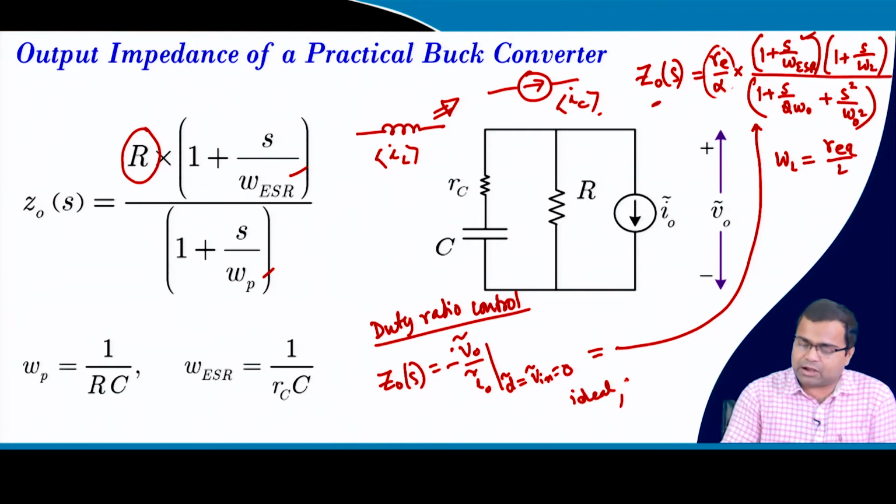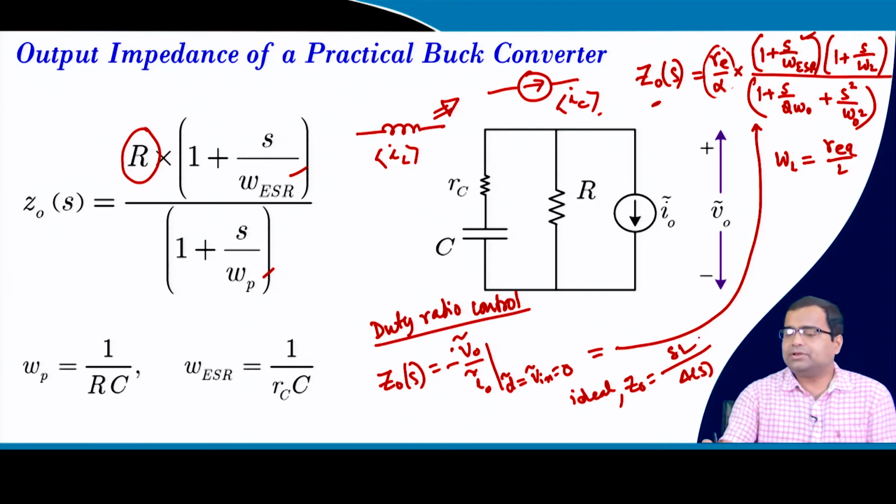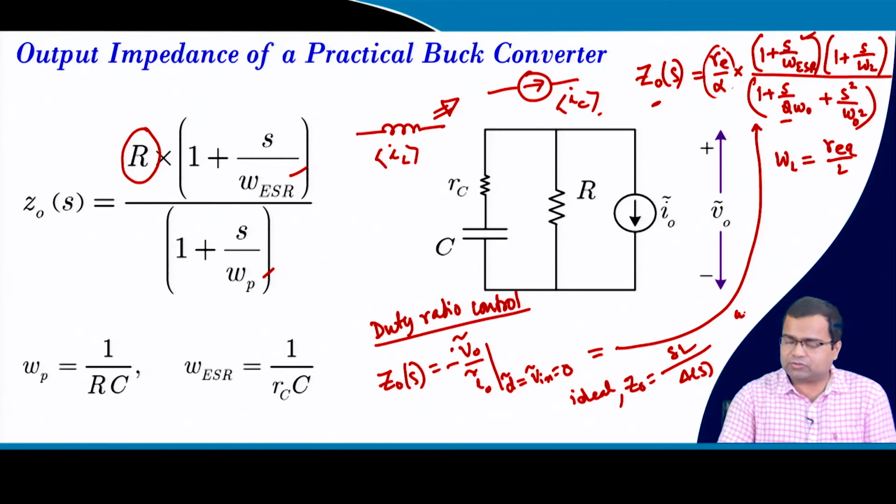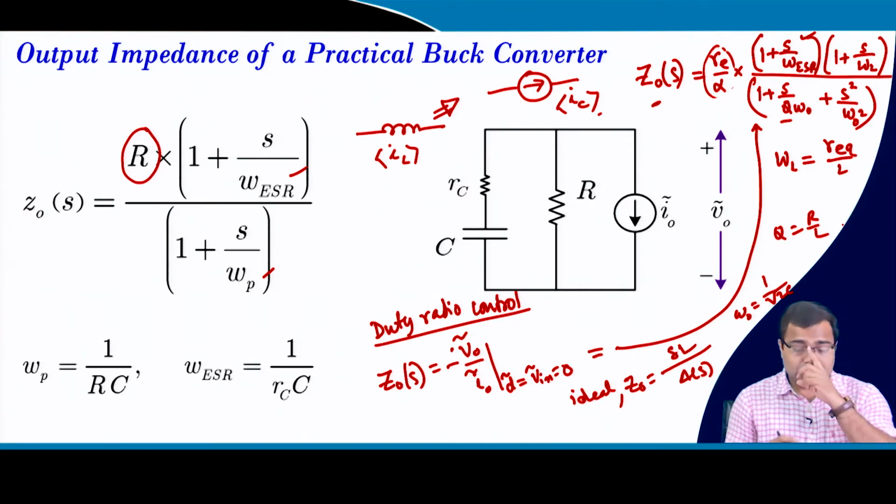So, ideal case output impedance can be written as that delta S remains same, it will be simply SL. So, here only omega 0 will be, in this case omega 0 will be 1 by square root of LC and Q is simply R by L. So, these things are known.